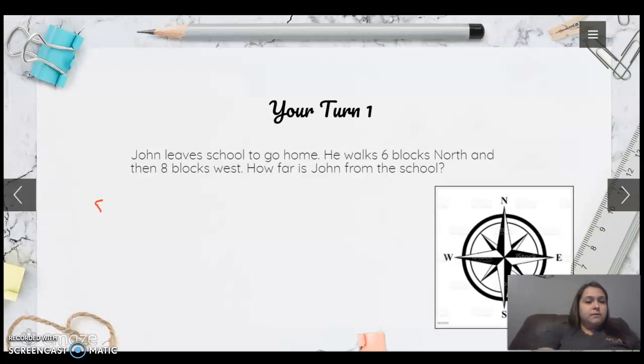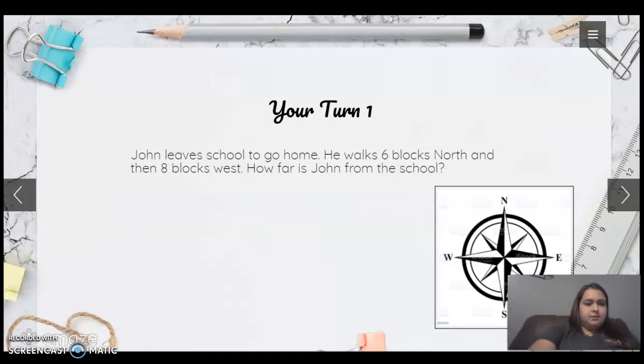So John leaves school. So this is his school. He walks 6 blocks north. Let me start a little bit further down. So again, he starts at school and he's going to walk 6 blocks north. Sorry about that. So that's your school starting. He walks 6 blocks north and then 8 blocks west. So 8 blocks west, he's going to the other side.